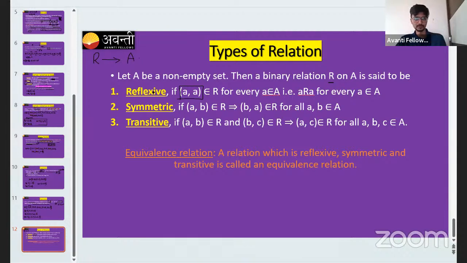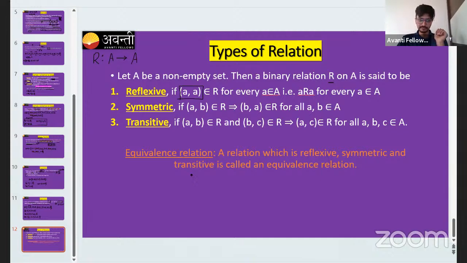Let me write down. R is defined from A to A. Means the first element is also from A, the second element is also from A. I hope you are getting it. So basically this means that the first element and the second element both should be from A. So if such ordered pairs are present in R, that means it is a reflexive relation.